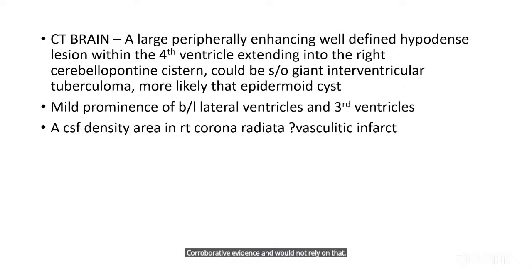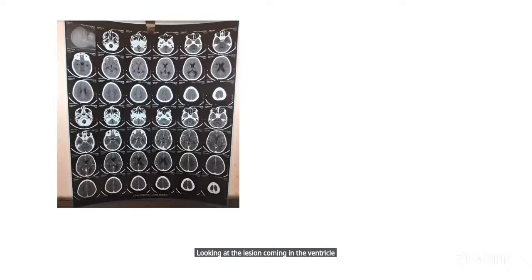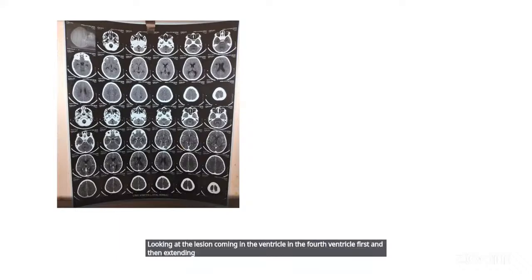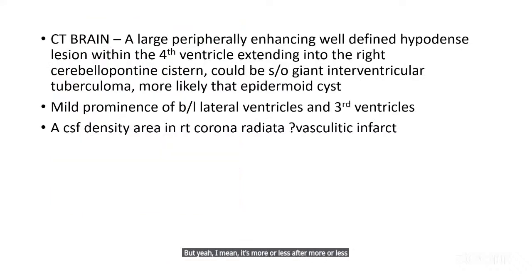Looking at the lesion coming in the ventricle, in the fourth ventricle first, and then extending down that, I would have expected the signs of raised ICP to come a little earlier and paresis a little later, because that would obstruct the CSF a little earlier. But here, it's more or less at the same time, you can say.